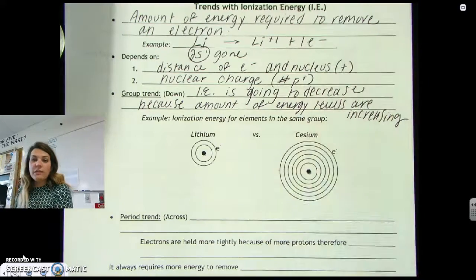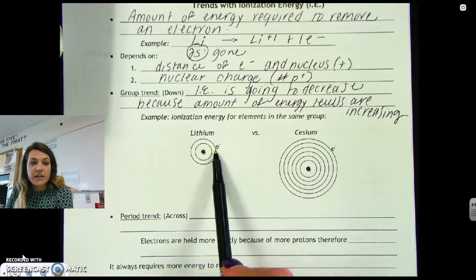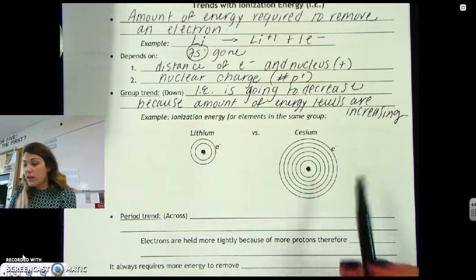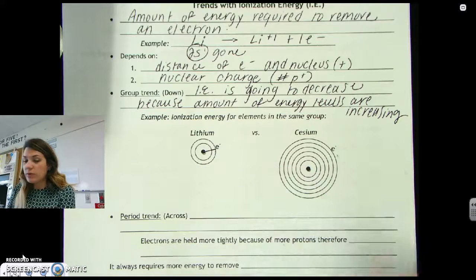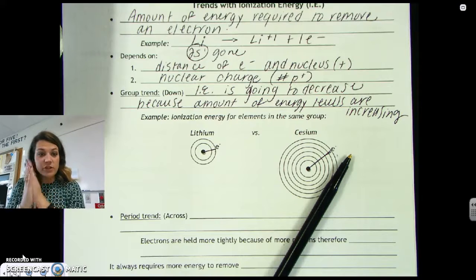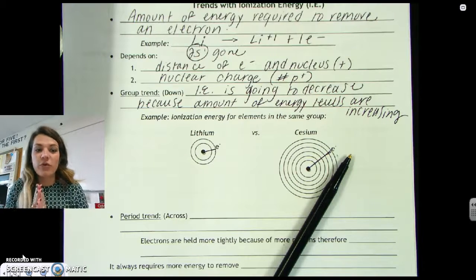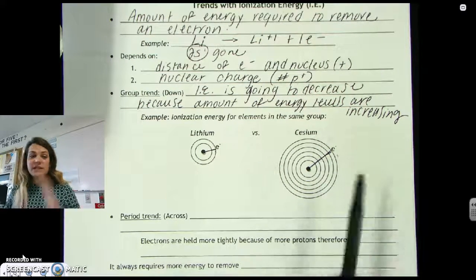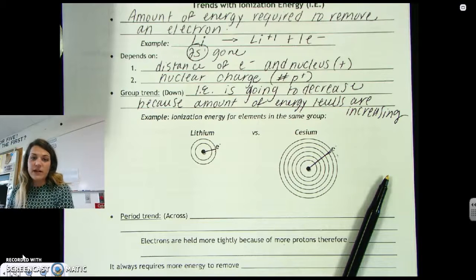So if you look at my example here, removing this electron from lithium is going to be a lot harder than removing this electron from cesium. Why? Look at the distance between the protons and the electrons. If I was to take a magnet and hold them like this, as they get closer, what eventually happens? They snap together, right? Why? Because they can start to feel the attraction of each other and they pull forward. So cesium, the magnets are like this. Lithium, the magnets are like this. So it's a lot easier to remove the electron.